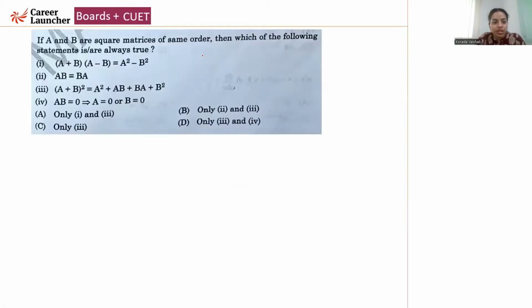So let's move on to question number 2. If A and B are square matrices of the same order, then which of the following statements is always true? If you see, the third one is correct. The second one is wrong. It's not necessary that two matrices will always be commutative. One is also wrong. So which option is correct? Only option number C is right. So let's look at the next one.